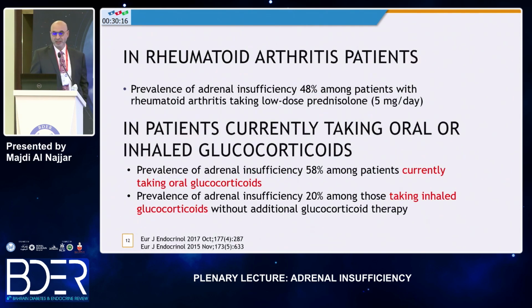This is just a quick study to show you how important tertiary hypoadrenalism, or adrenal insufficiency, is. A study published a few years back in rheumatoid arthritis patients who took prednisone as low as 5 milligrams found that almost half of them had adrenal insufficiency. Another study in patients currently taking different doses of oral or even inhaled steroids found that almost 60% of patients taking oral steroids have adrenal insufficiency, and almost 20% of patients taking inhaled steroids have adrenal insufficiency. So secondary adrenal insufficiency is common in patients who are taking steroids. And this is very important when you see patients in your clinic or on admission for surgery. The question comes: do you want to give them stress doses or not?